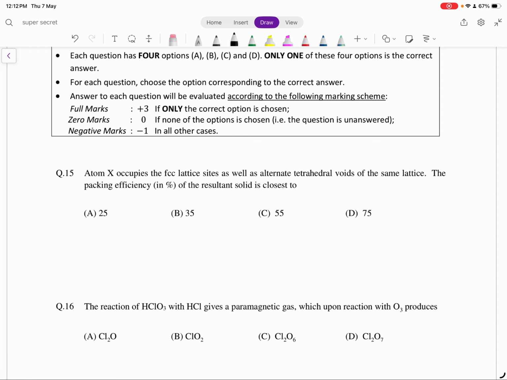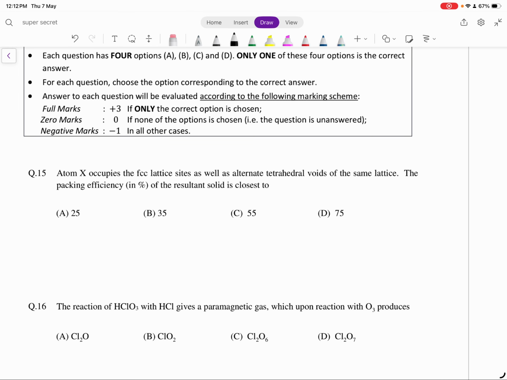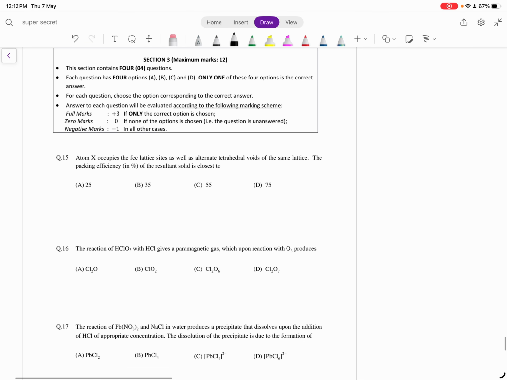Atom X occupies the FCC lattice, as well as alternate tetrahedral voids of the same lattice. The packing efficiency of the resultant solid is closest to... Okay, so we have a cube.